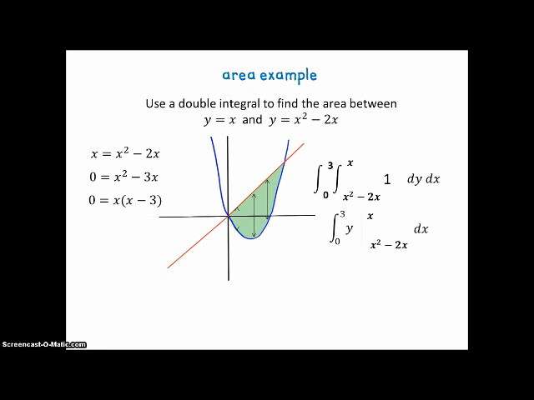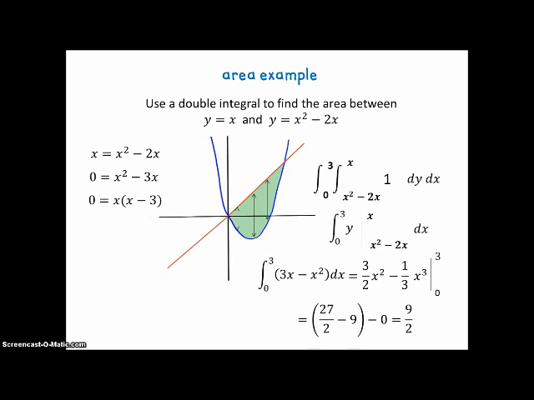So now the antiderivative of 1 with respect to y is just y, and so we're going to evaluate that antiderivative with the two functions that were the limits of integration. So we just subtract x minus the quantity x squared minus 2x, and we get 3x minus x squared. And now we have a simple integral, which we find the antiderivative of, and then evaluate from 0 to 3. And we end up with the area being 9/2, which would also be the volume if the z value is always 1.